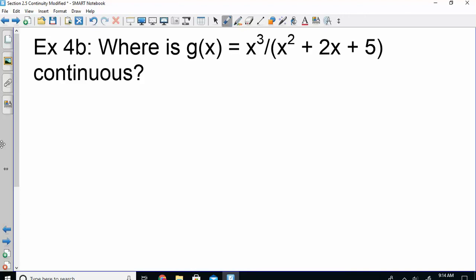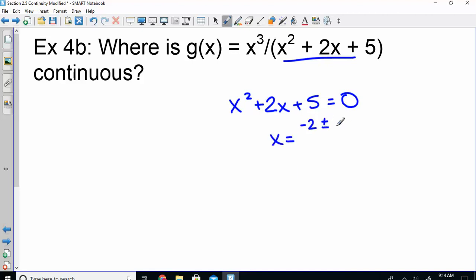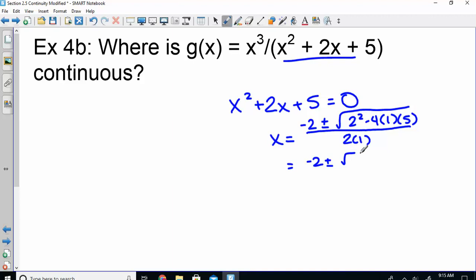What about this one? It's a fraction, so what do I need? I need to know what makes the bottom equal 0. Box method doesn't work. If I did the quadratic formula, opposite of b plus or minus the square root of b squared minus 4ac, all over 2a.